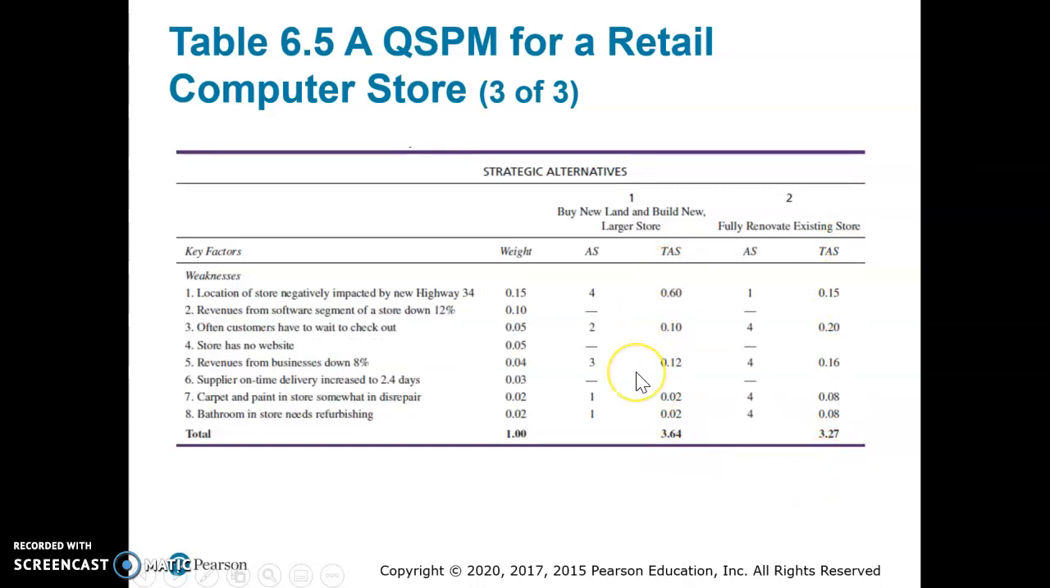So in this one, we're looking at a retail computer store. We can buy new land and build a new larger store, or we can fully renovate our existing store. Buying new land got a score of 3.64, and renovating got a score of 3.27. So in this case, buying new land and building a new store got a slightly higher score, and so it indicates this might be a more attractive strategy.